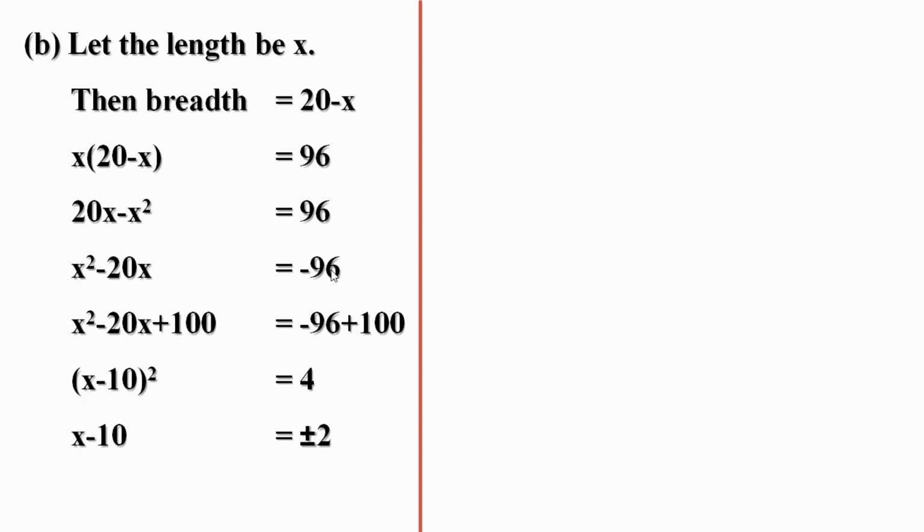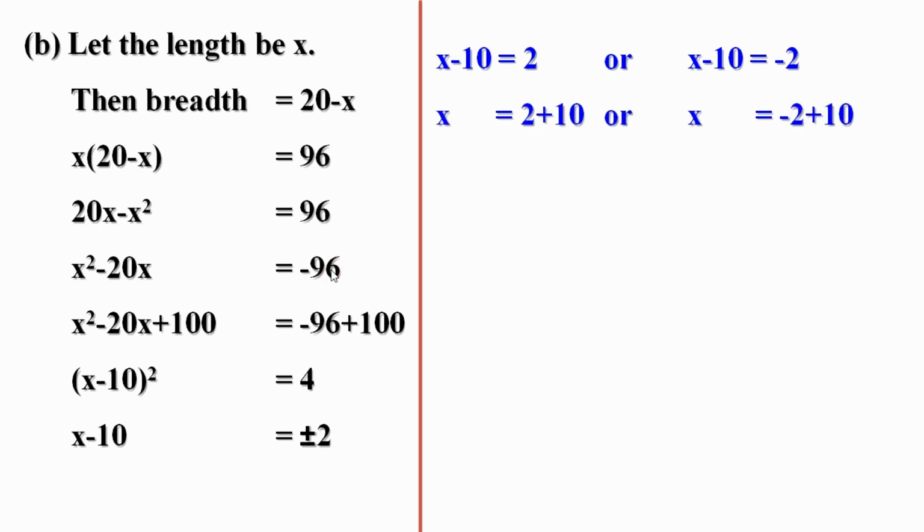Now we can split this into two equations, x minus 10 equal to 2 or x minus 10 equal to minus 2. From the first equation we can write x equal to 2 plus 10, and from the second we can write x equal to minus 2 plus 10. From the first x is 2 plus 10 or 12, and from the second x is minus 2 plus 10, that is 8. x equal to 12 or 8 means length can be 12 or 8.